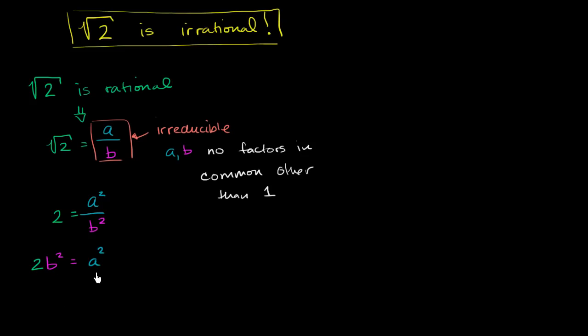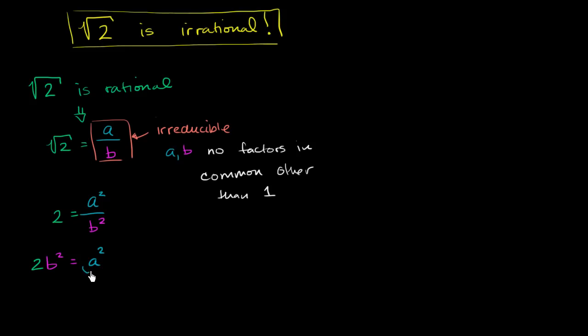Now, what does this tell us about a squared? Well, a squared is some number, b squared, times 2. So anything times 2, this is going to be an integer. We assumed b is an integer, so b squared must be an integer. And so you have an integer times 2. Well, that must give you an even number. That must give you an even integer.